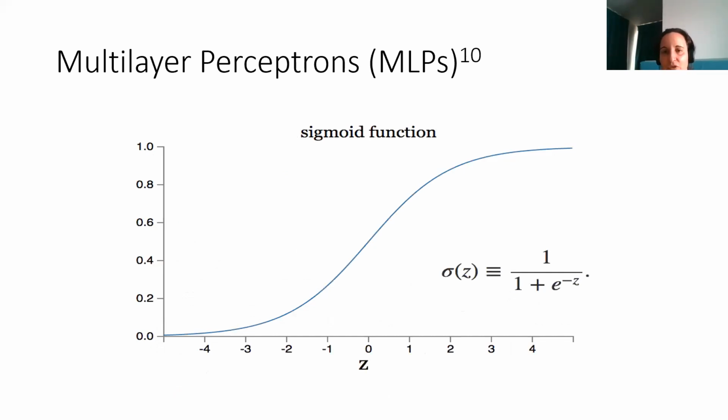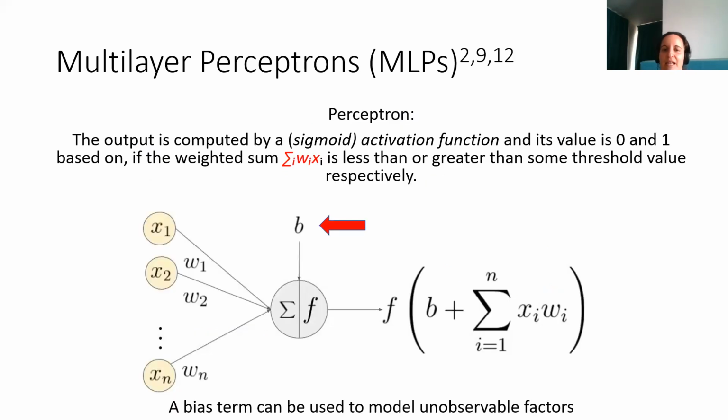Okay, and also, just to say something here, the inputs describe some factors, your independent variables, but you can also have a bias, which I show here with the red arrow, which tries to model unobserved factors or factors that you haven't taken into consideration in your model, all the rest of the world, okay?